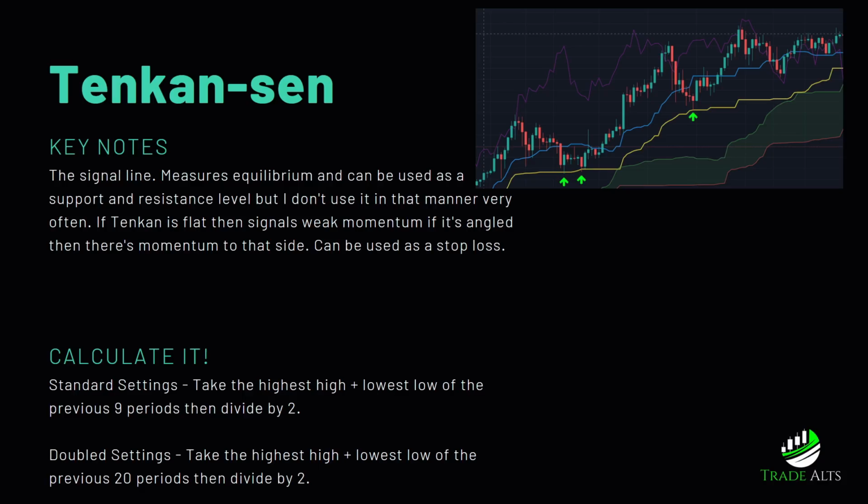So that's how you get your Tenkan-sen. It's literally the last 9 periods, the highest high and the lowest low, divided by 2. For the double settings, it's the same thing. You take the highest high and the lowest low, and I'm talking about price, so wicks included. So you take the highest high and the lowest low of the previous 20 periods, because you're using the double settings, then you divide that by 2, and that is your Tenkan-sen.